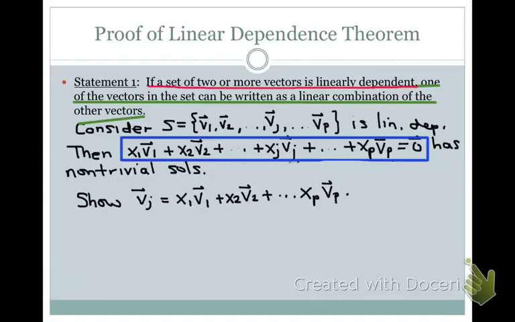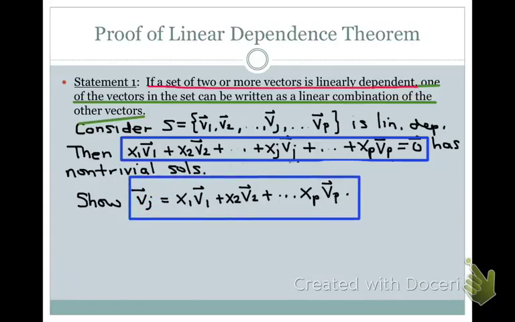All right, so we can write that in the following way. Show that, let's say, the jth one, so I just chose an arbitrary vector out of the set, it doesn't matter which one I choose, can be written as a linear combination of the other vectors in the set.